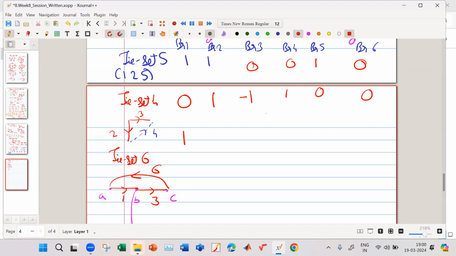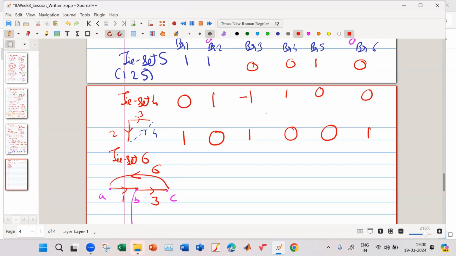For branch 1, you give 1. For branch 2, it is not there, so you give 0. For branch 3, it is in the same direction as branch 6, so you give it 1. Branch 4 is not there, 0. Branch 5 is not there, 0. Branch 6 is there, so you give it 1. Okay. Is this clear? Yes, sir. Okay, so basically, this is how we write the tie set matrix.